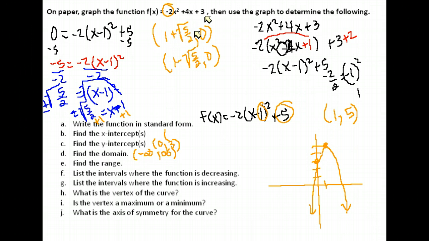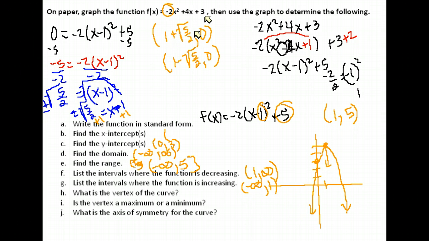The range then, our y values, notice, are going downward from here. So our highest y value is the one at the vertex, which is 5. Okay, so we go from negative infinity to 5 for our range. The intervals of decreasing, it decreases for x values from the vertex to the right. So from 1 to infinity, it's decreasing. It's increasing from negative infinity to 1.